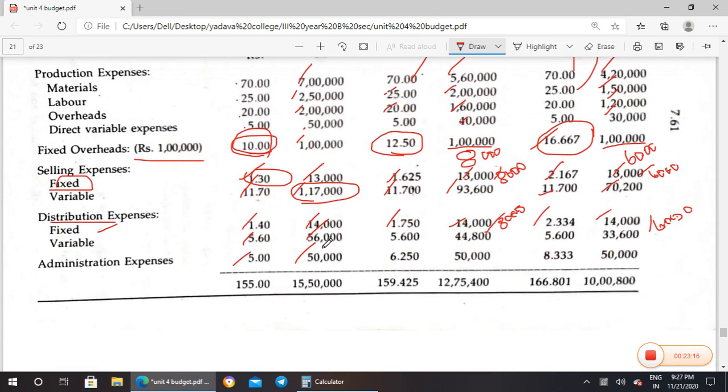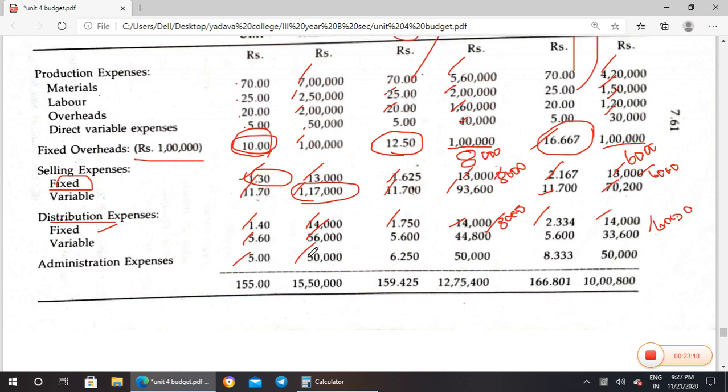So 56,000 they have given as variable, means same procedure. 56,000 into 8,000 divided by 10,000, you will be getting 44,800. So for the variable, the same procedure should be followed. 56,000 into 6,000 divided by 10,000, you will be getting 33,600. When we divide with the given units, that is divided by 6,000, you will be getting the per unit rate. Divide with 8,000, you will be getting 5,600.